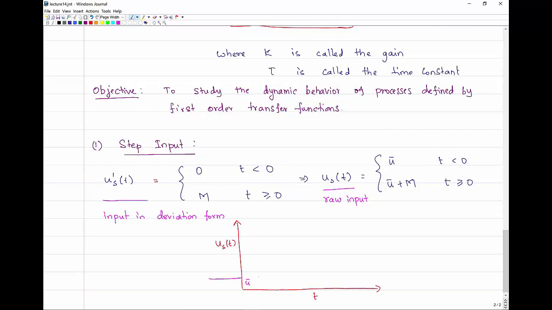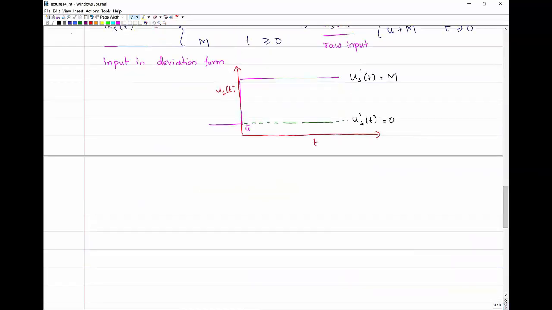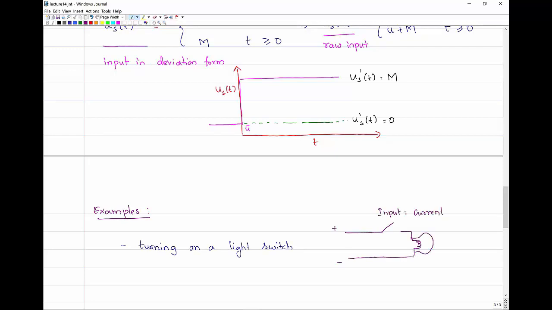The input initially, the raw value is u bar, the final raw value is u bar plus M. On the other hand, the initial value in deviation form is 0 and the final value in deviation form is equal to M. There are a few examples that one can consider where the inputs are similar to step inputs. For instance, turning a light switch is an example where the input, the current, can be changed in a fashion that is similar to a step change.